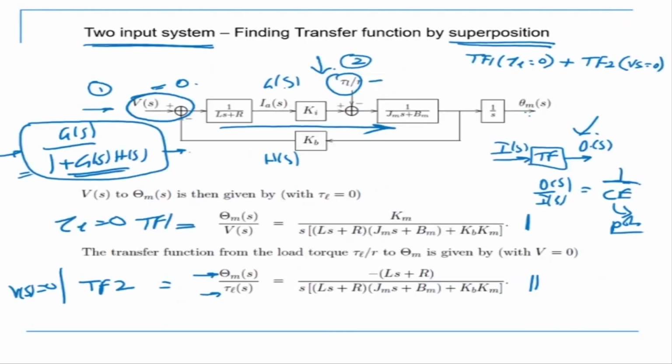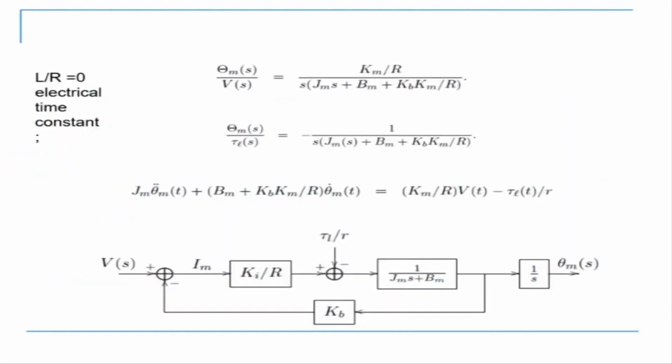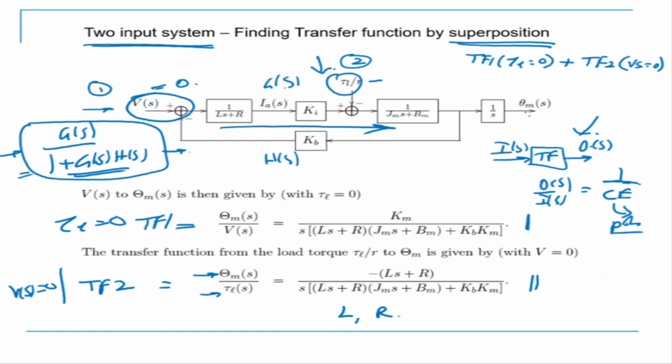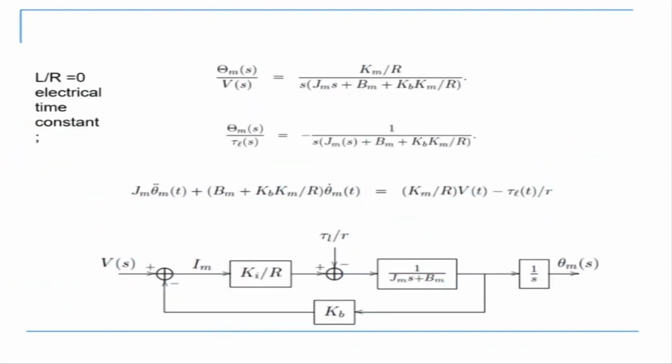Now we find that there are terms like L, which is the inductance, and R, the resistance. For a motor we know that the electrical time constant L by R is almost equal to 0. So in this equation, I divide this by R, so I get L by R here and I get 1 here. When I divide this by R, I set L by R equal to 0.